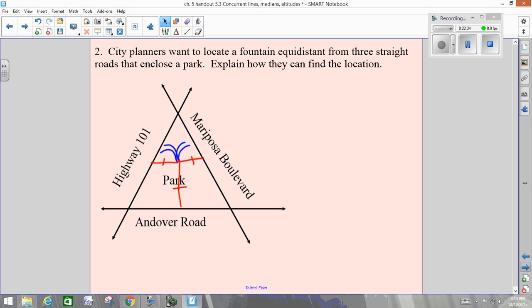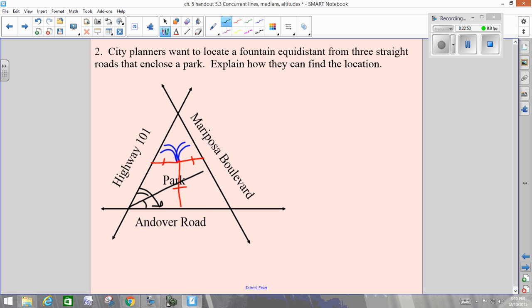So the city planners need to come in and measure the angle measure between Highway 101 and Andover. And then they're going to take a chalk line. You guys know what the chalk lines are? We pull them out and snap them. We need to go out and have some construction times. And they're going to snap this chalk line so that the angle is getting bisected.